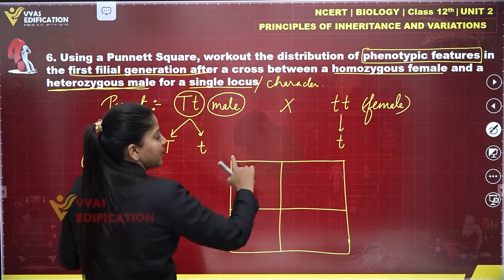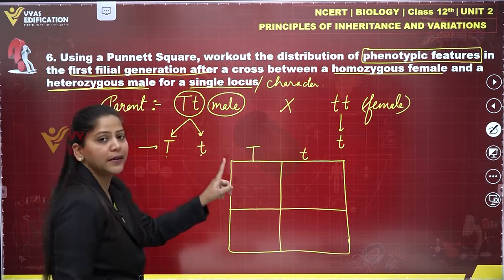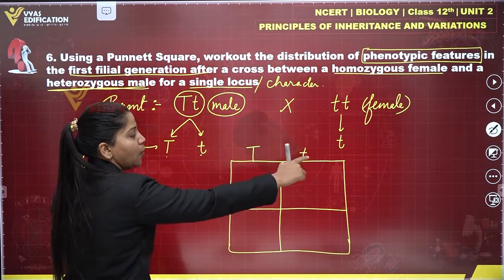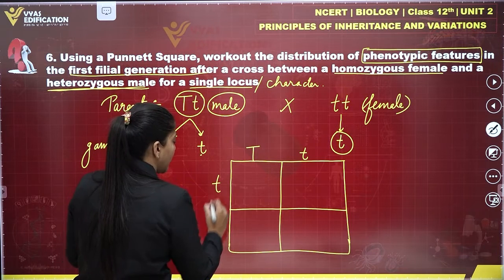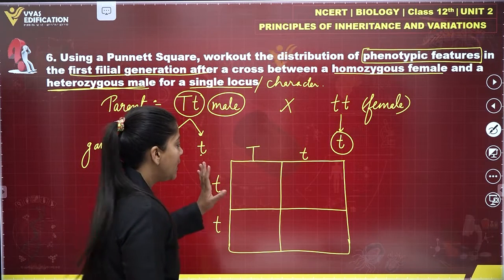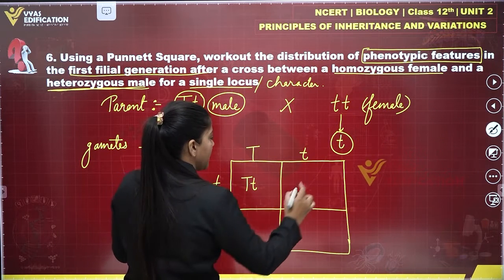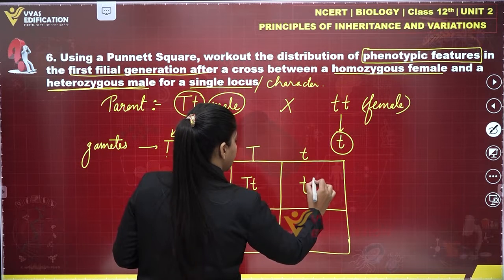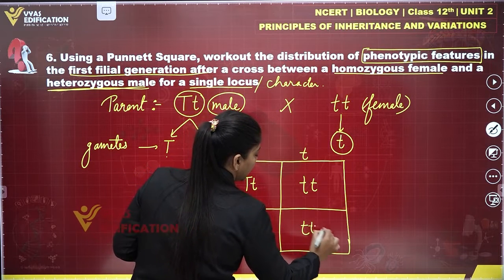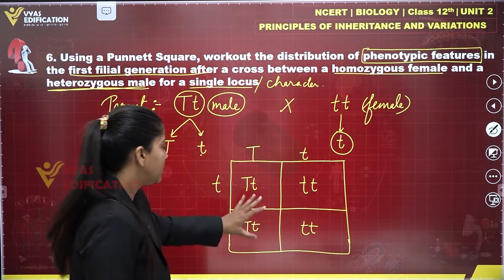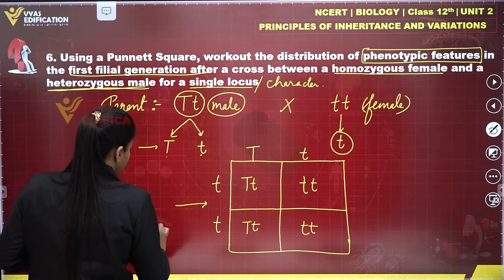So now we are going to write the gametes of the male, capital T and small t, and we know that the female is going to produce only one type of gamete, so we write the gamete of the female over here. Now we are crossing them, matching them. Here we are obtaining capital T, small t, here small t, small t, here capital T, small t, and here also small t, small t. So you can see this is the F1 generation, or first filial generation.